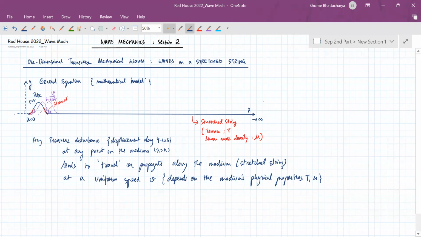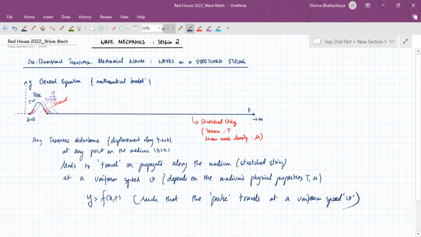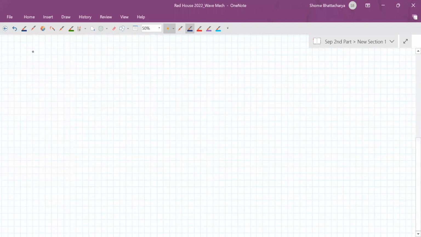Okay. So this transverse disturbance creates a displacement which becomes a function of x and t, such that the pulse, so-called, travels at a uniform speed. Okay. Now I will just step aside for a moment to what we were seeing last time. So last time we had seen about transformation. I'll come back to that, don't worry. Okay, so transformation of graphs.